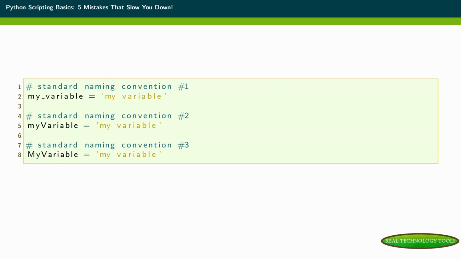The second naming convention is following this rule. The first letter of the first word of your variable is lowercase. Every first letter of every word after that is uppercase. If you take this example, my is the first word, so the first letter is lowercase, so my is lowercase, and the words after that will have their first letter uppercase, so variable is uppercase. If you add other words, it's going to be uppercase for the first letter also. Standard naming convention number 3, the first letter of every word is uppercase, and that's it.